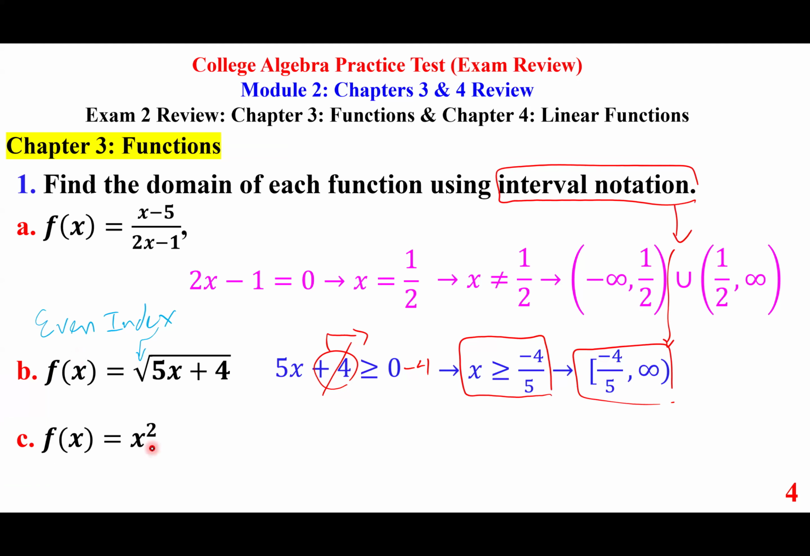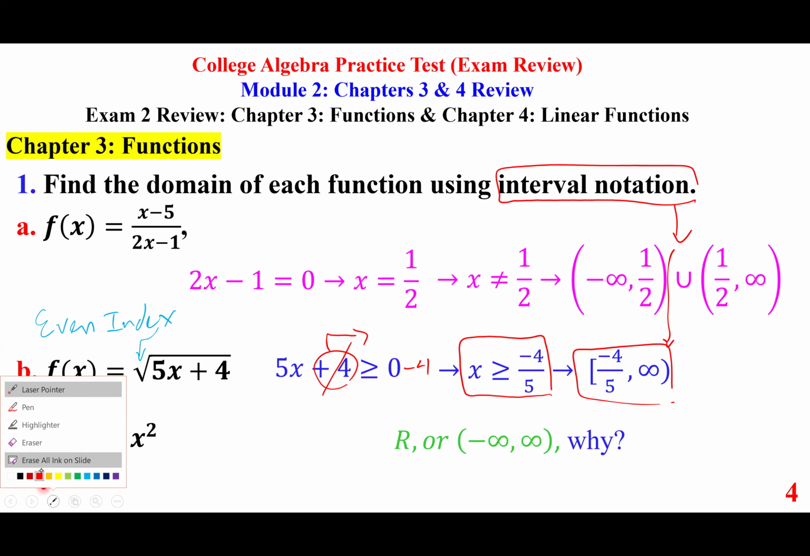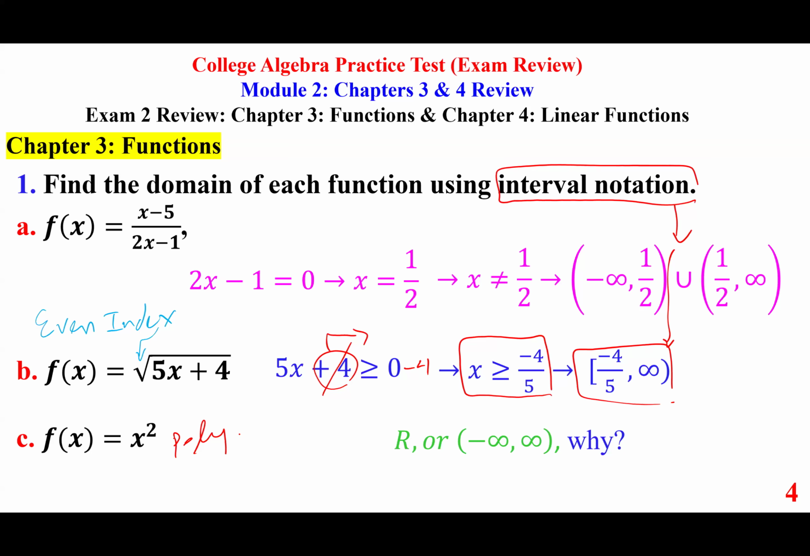f of x equals x squared. The domain is all real numbers. You can write all real numbers or negative to positive infinity. Why is that? It is a polynomial with a degree 2, known as a quadratic function. All polynomials, the domain is all real numbers.